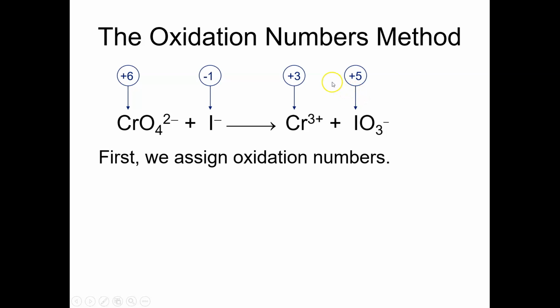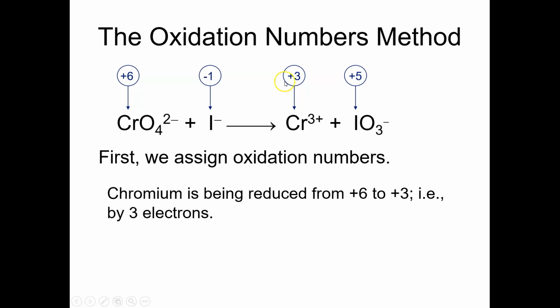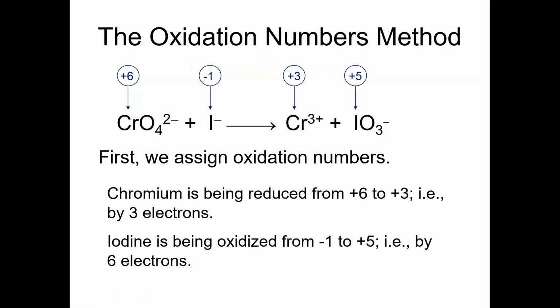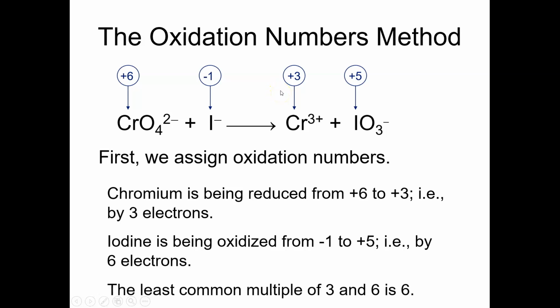The next thing to do is see what's happening to each of these things. Chromium is going from +6 to +3, so it is being reduced by a total of 3 electrons. That's a 3 electron reduction. Iodine is going from -1 to +5, which means it's being oxidized, and it's being oxidized by a total of 6 electrons. That's a 6 electron oxidation. So I've got a 3 electron reduction and a 6 electron oxidation. And so I have to find the least common multiple of 3 and 6, and the least common multiple of 3 and 6 is 6.